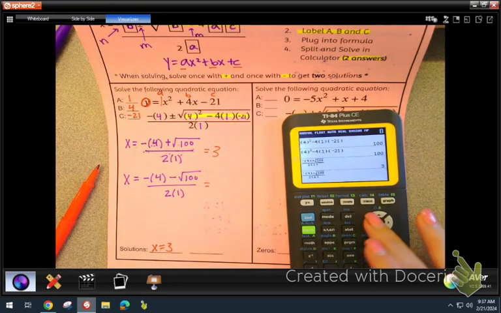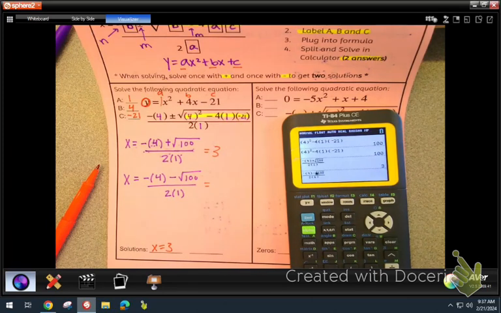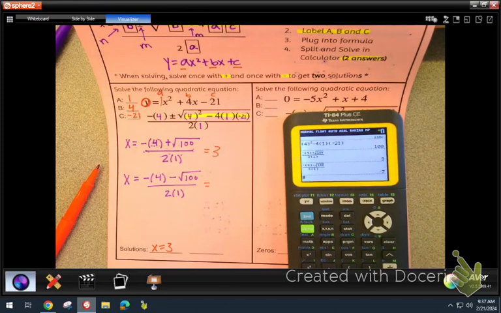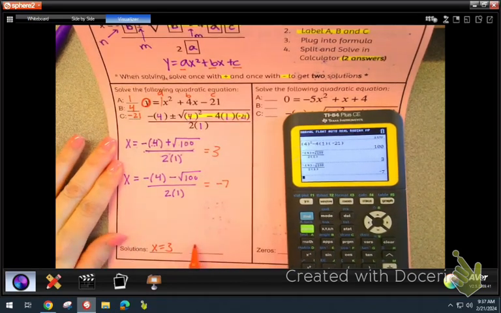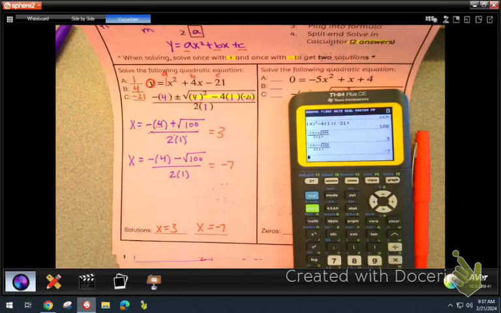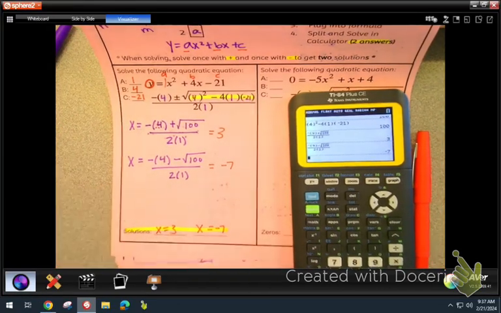And now we just use our left arrow and go to where the plus sign was in front of the square root, and we swap it out with a minus sign. Enter. 3 and then -7. So my solutions are x equals 3 and x equals negative 7.